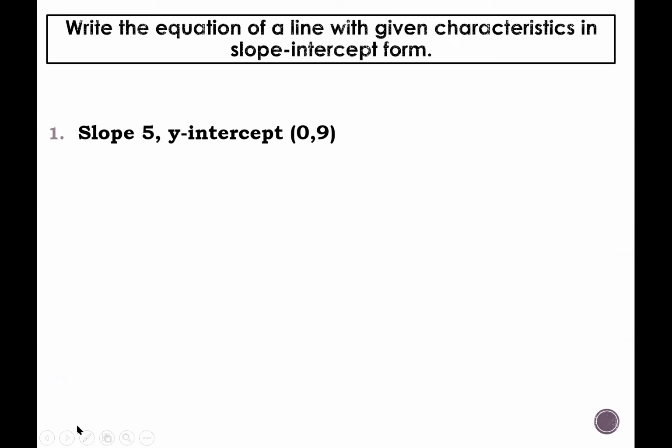Okay. So we're now in kind of our next little section of our notes here. The directions for the next few problems will be the same. It will say, write the equation of a line with given characteristics in slope-intercept form. So that means every one of our answers will end up in y equals mx plus b form. But each problem will be different in how we start it. So here's number 1. Here are the given characteristics. So here's the information we're given. Slope 5, y-intercept (0, 9).